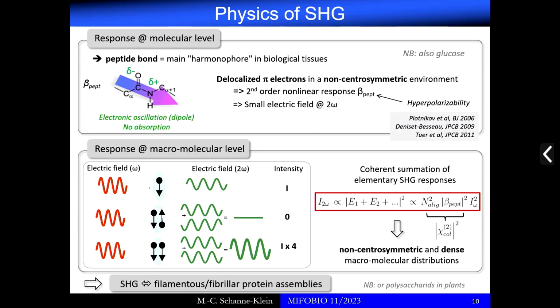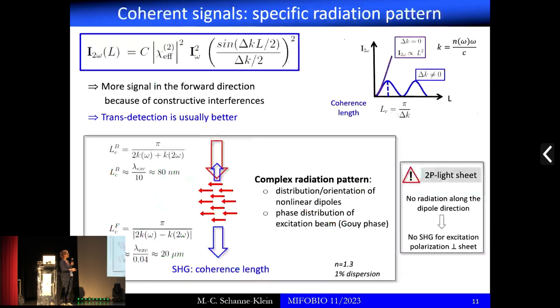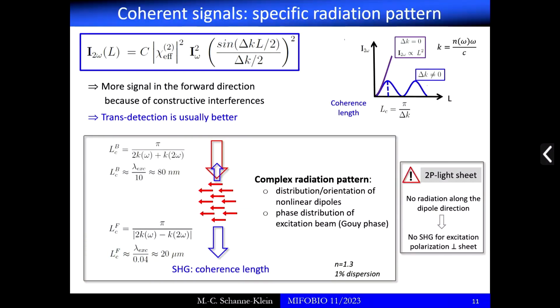Just to mention, for people interested in plants, the elementary signal is a sugar, and the fibers correspond to polysaccharides. So because of this specific build-up of the signal, because we have phase memory, we also have a specific radiation pattern. I remind you that with fluorescence, we have isotropic emission.